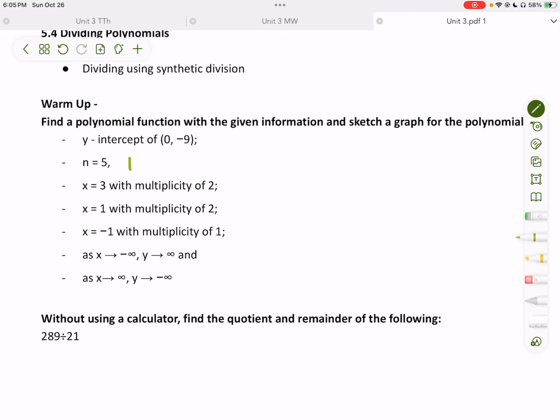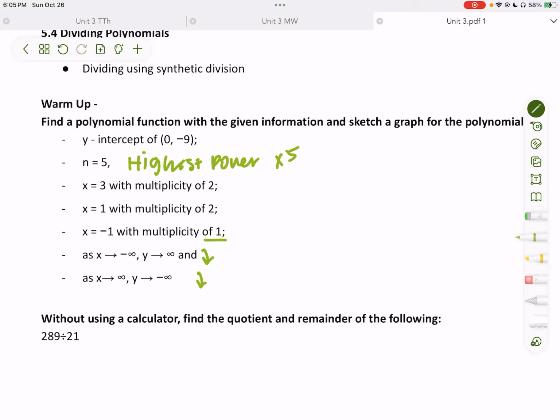N represents your highest power. So let me go ahead and write highest power. So we know that it's going to be x to the fifth. We want a y-intercept of -9. We want an intercept of 3, 1, and -1, and they each have respective multiplicities. Multiplicity of 1 means it doesn't have a power. And then we have some end behavior. It looks like it's going down on both sides.